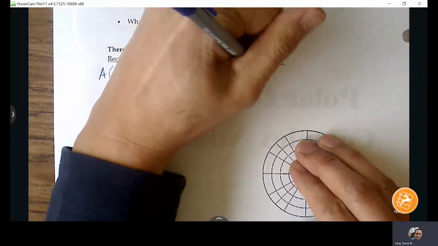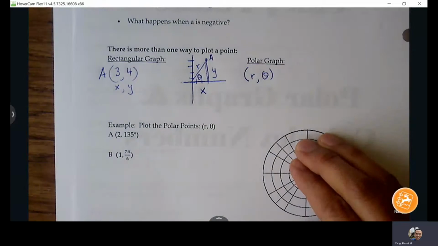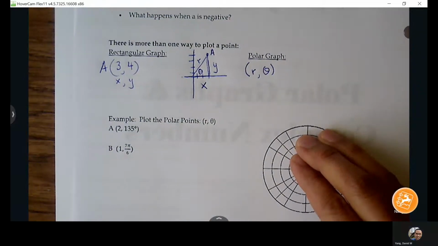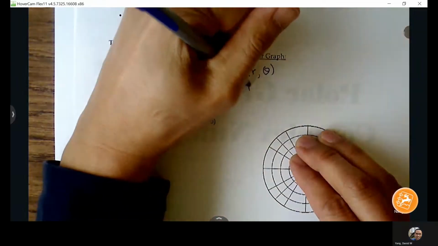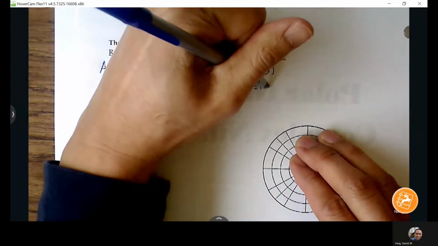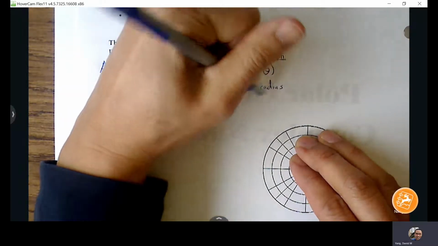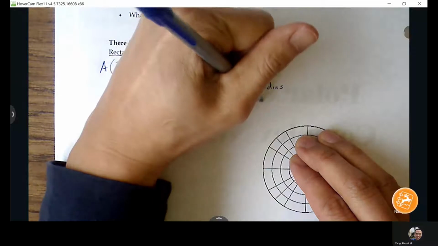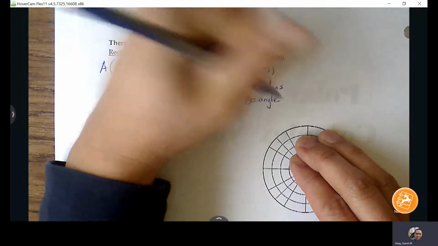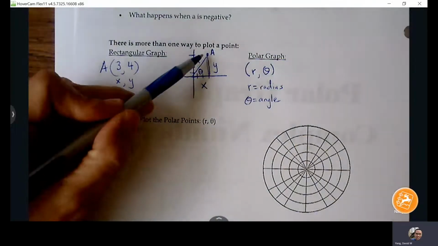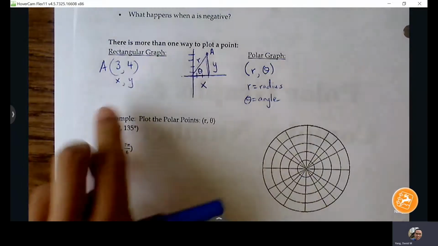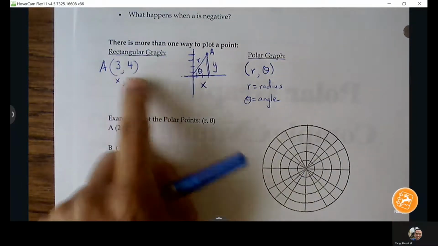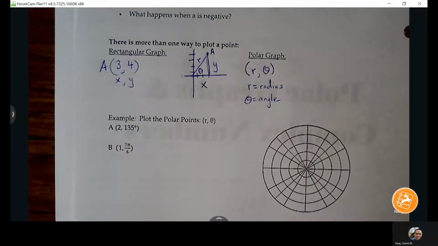So the ordered pair for a polar graph is (r, theta), r being the radius and theta being the angle. So if we know the angle and we know the radius, we can reach the same destination as if we just had the X and Y values.